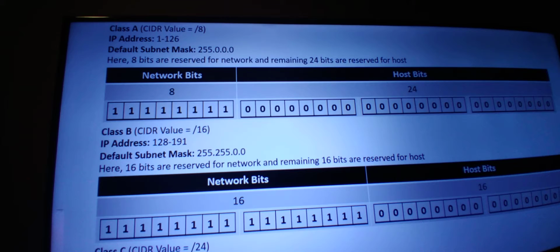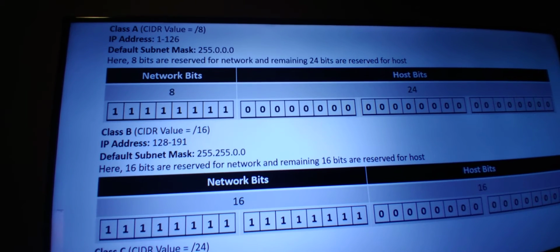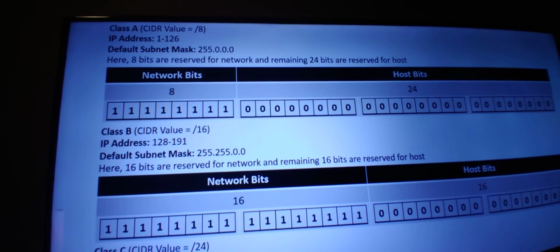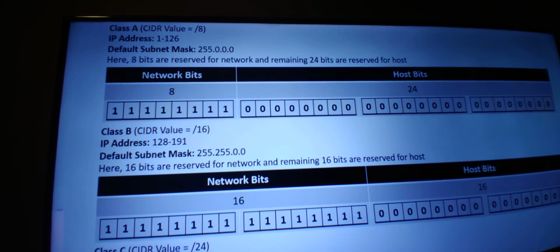So the information that you see on the screen will be on the CCNA exam, and the topic today is subnetting. The definition of subnetting is dividing a large network into multiple small networks. And we must be able to recall the information on the screen. The addresses are a need to know for the exam.